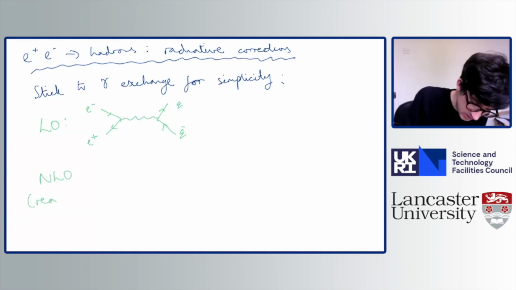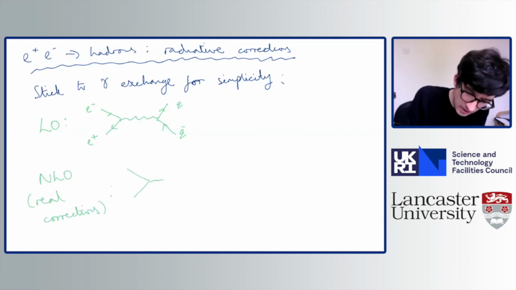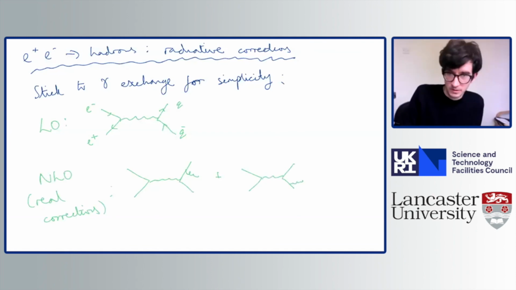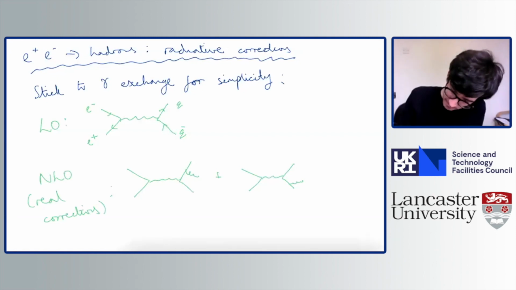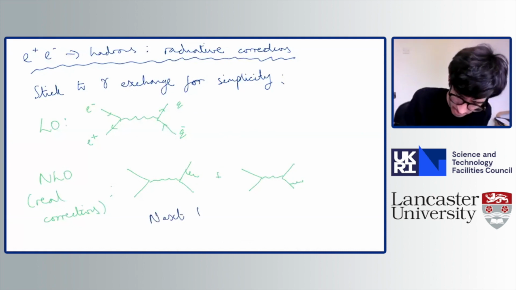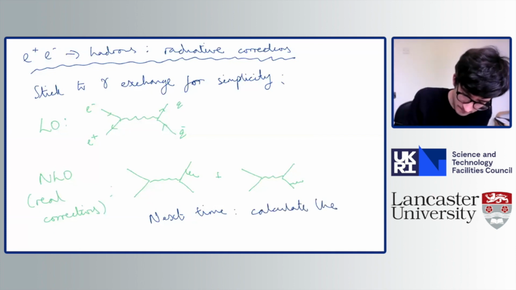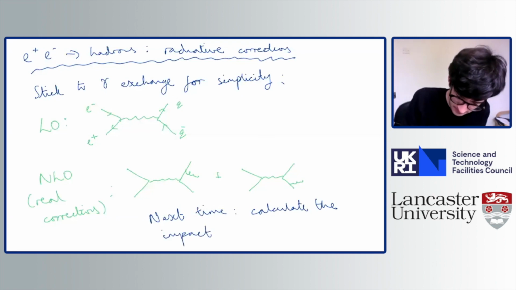So NLO, real corrections. There are two possibilities. So NLO in QCD. We're just talking about gluons being emitted from the actual quarks. And yeah, so next time, we're going to calculate the impact of these.